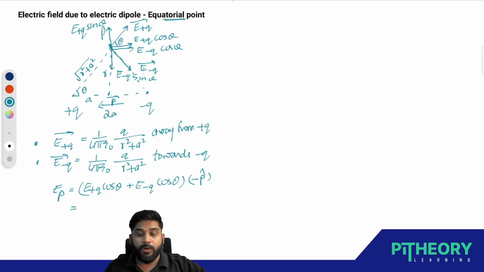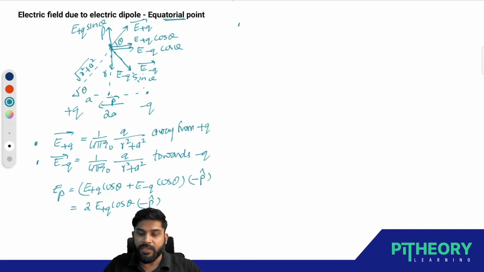And we have to note that E plus Q cos theta and E minus Q cos theta are magnitude wise the same. So you can write it as what? Twice E plus Q cos theta, into minus P cap. This is the resultant electric field we will be getting due to the dipole. So we will substitute now E plus Q. We have the value. Let's substitute here now.